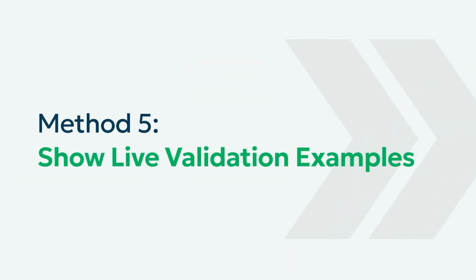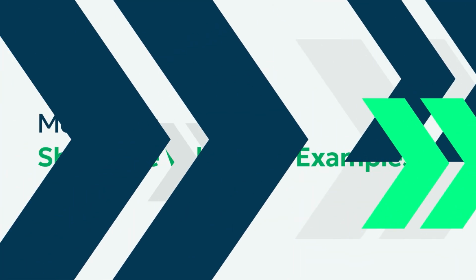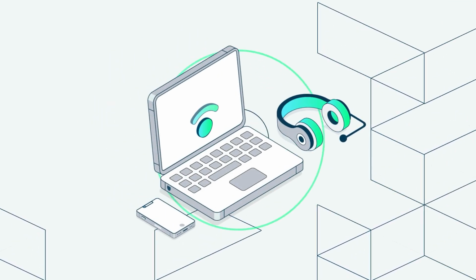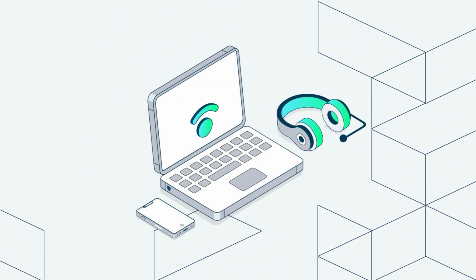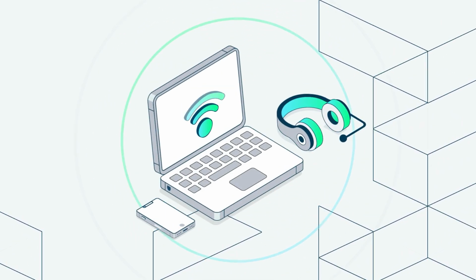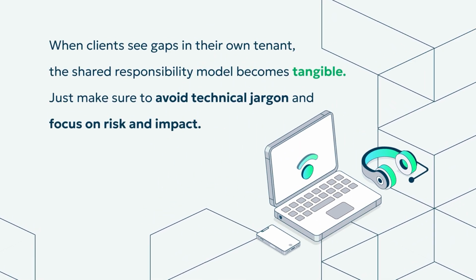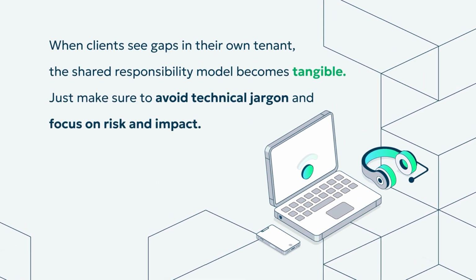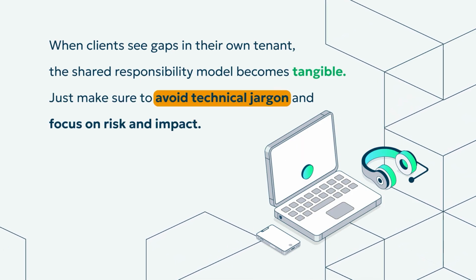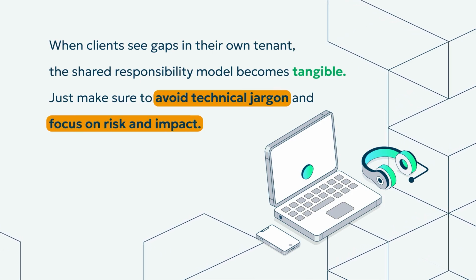Clients respond well to real-time visibility. During a meeting, you can run a simple check, for example, identifying users who don't have MFA enabled. When clients see gaps in their own tenant, the shared responsibility model becomes tangible. Just make sure to avoid technical jargon and focus on risk and impact.